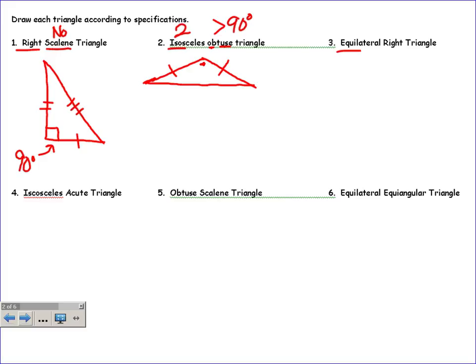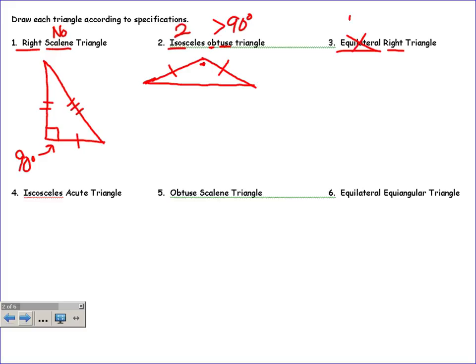Okay, equilateral right triangle. Why don't you guys try drawing that? Equilateral right triangle. Is it possible to draw an equilateral right triangle? No, it's not, actually. That's why I didn't do it.